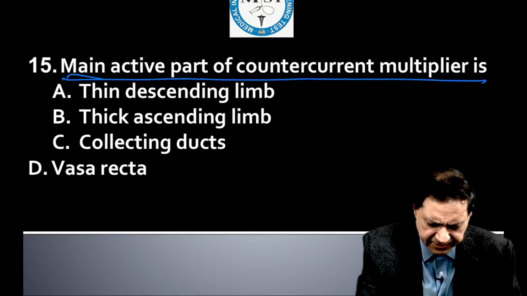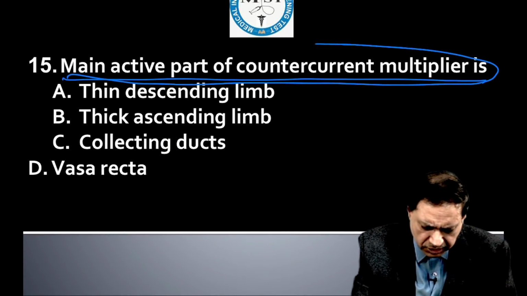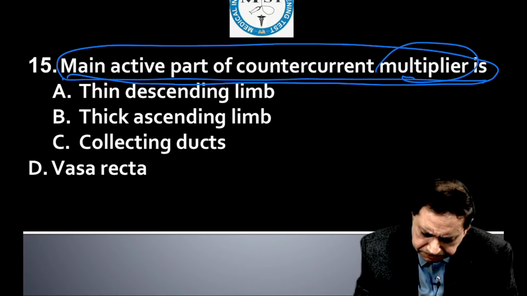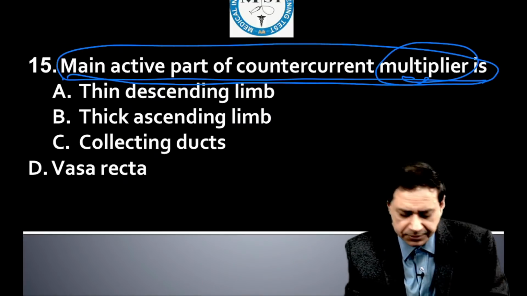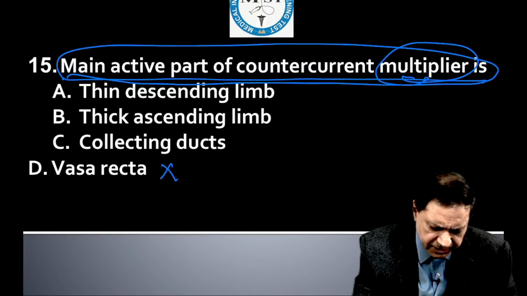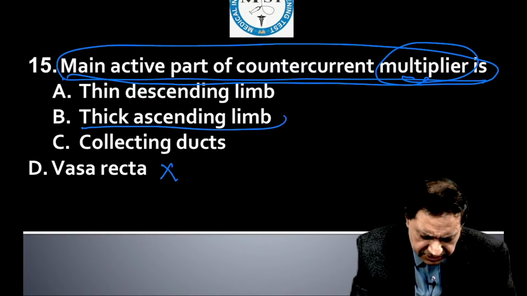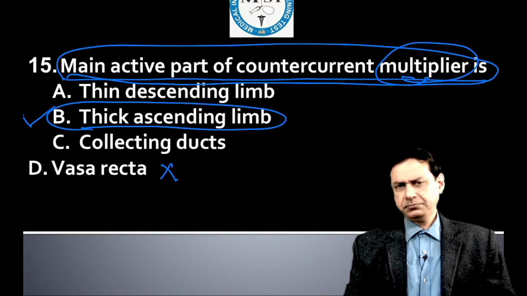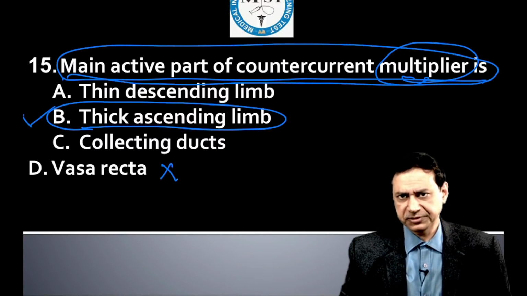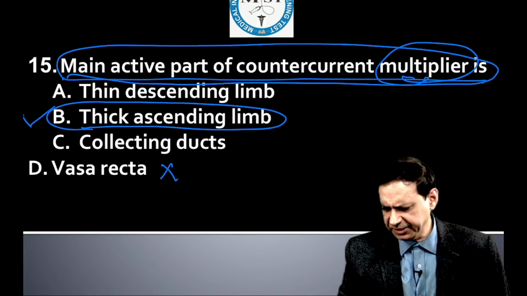So, which is the main active part of the countercurrent multiplier? He is not talking about the exchanger, so that is out of the question. Which is the main part? The thick ascending limb, this is the main part.